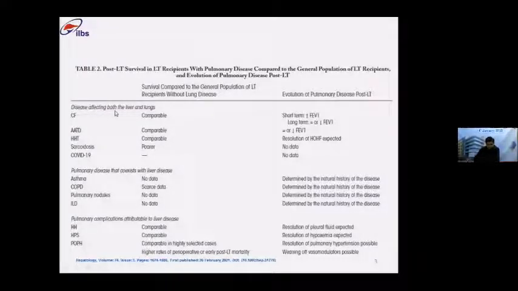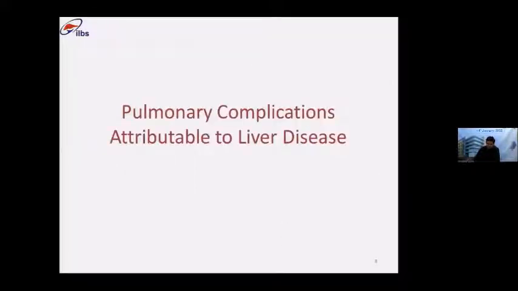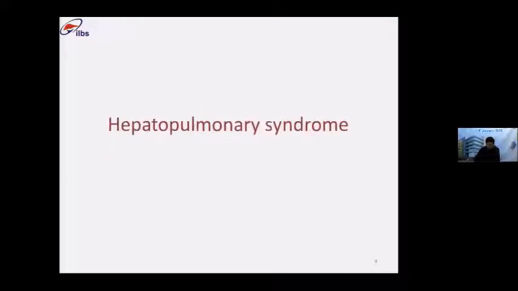Coming to the diseases that can affect both liver and lungs, cystic fibrosis, alpha-1 antitrypsin deficiency, sarcoidosis, COVID-19, and hereditary hemorrhagic telangiectasia, although they are very rare and more commonly seen in Western populations, they also merit some attention. So I will be discussing pulmonary complications attributable to liver disease.